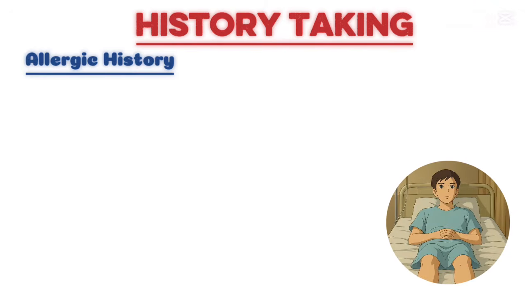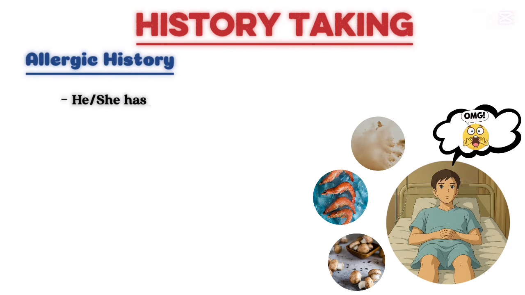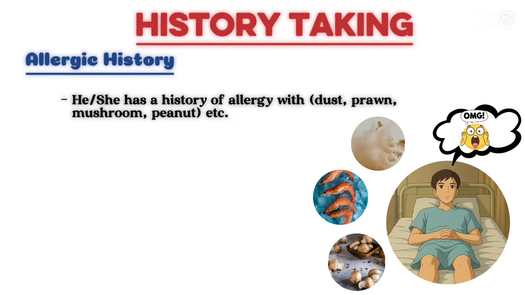Now the allergic history. In the allergic history, we ask the patient if he or she has any history of allergy with things like dust or any sort of food like prawns, mushroom, peanuts, etc. And if the patient has no history of allergy, then once again we can simply write not so significant or no significant findings.